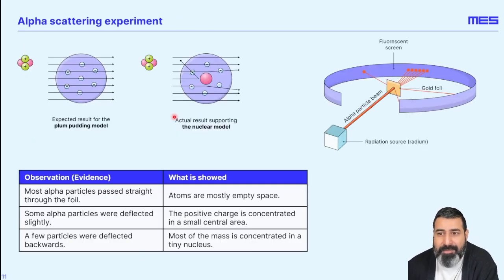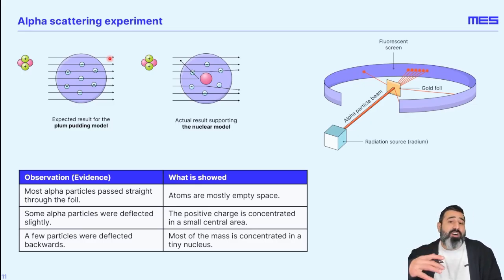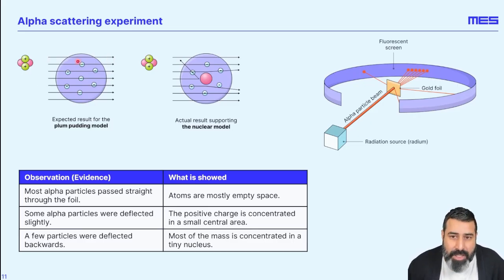So, let's have a look at the alpha scattering experiment in a little bit more detail. Now, if Thomson's plum pudding model was true, and they fired alpha particles, which are helium nuclei, at the gold foil, what would have happened is the alpha particles would only have been deflected slightly, but all of them would have gone through. That's because there is a diffuse ball of positive charge and there isn't much repulsion. So all of them go through.